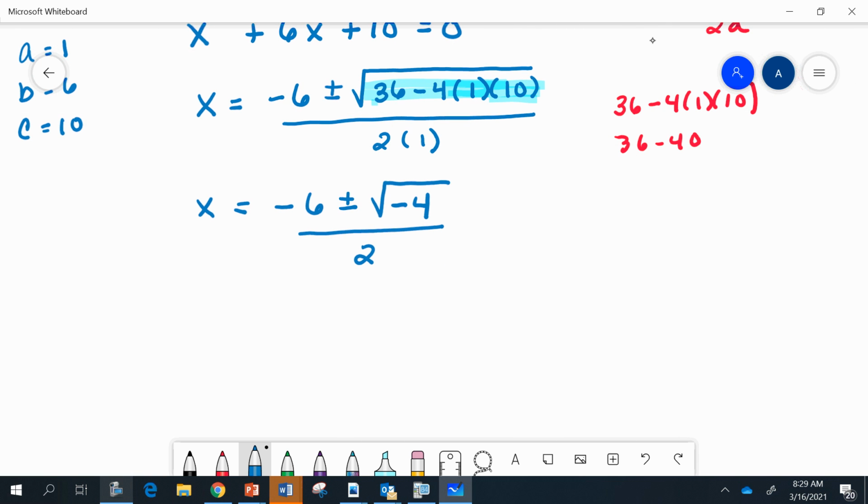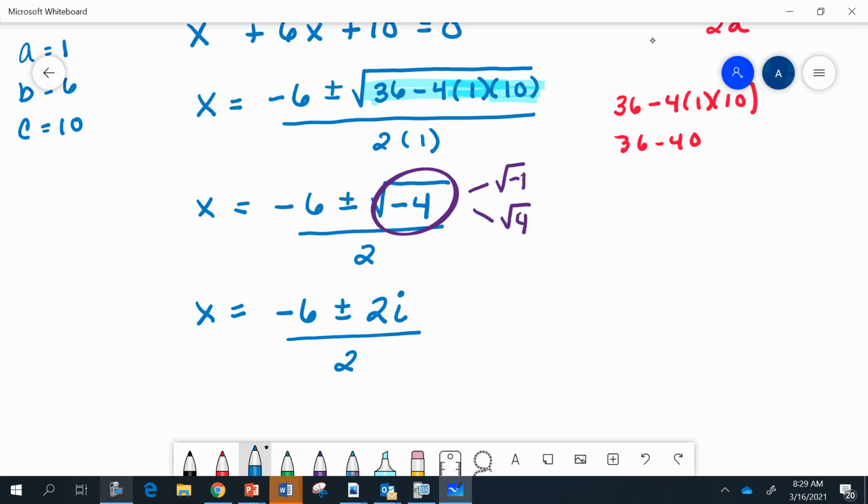So the last piece of the quadratic formula is just to simplify the radical. Leave the -6 plus or minus. This square root of -4 is going to simplify. We have a square root of -1 and we have a square root of 4. So the negative part is going to be the i, but the square root of 4 is going to simplify to 2, and then the i because of the negative. And then we divide by 2.